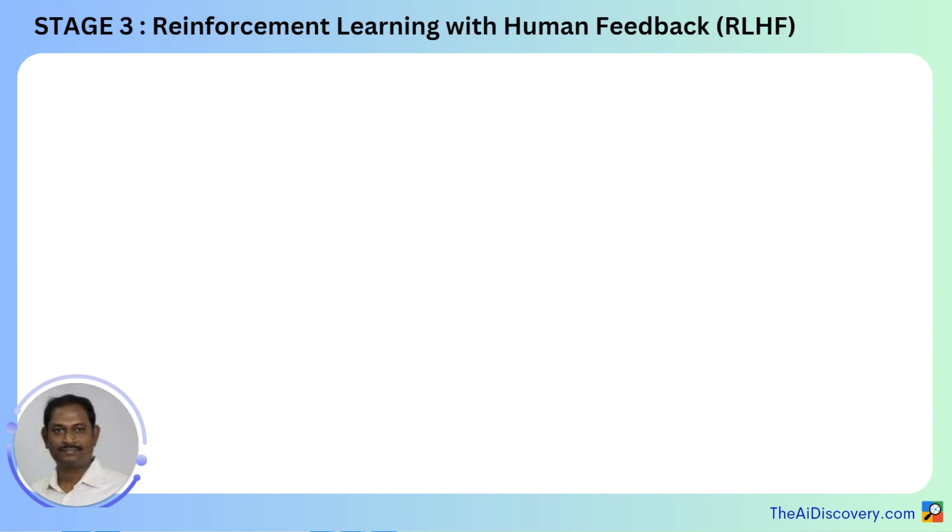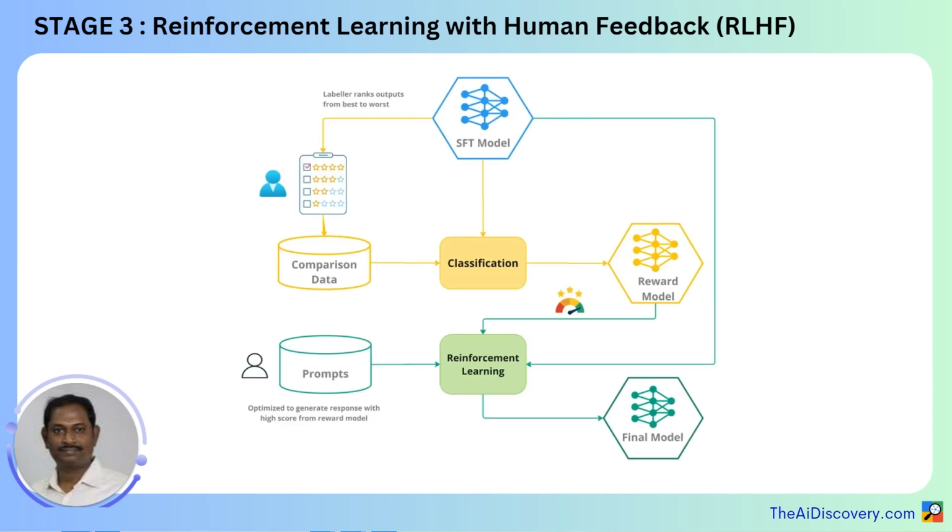Okay, stage 3 is reinforcement learning with human feedback. Here there are two parts to it. The first part is that we need to create a reward model, and the second part is creating the final model. So how do we create the reward model?